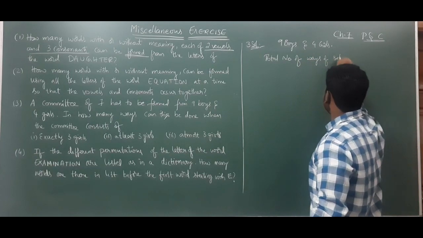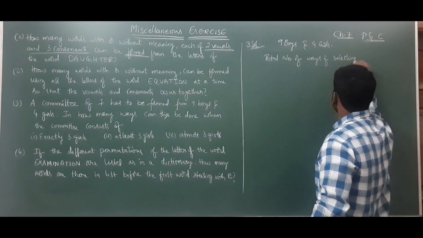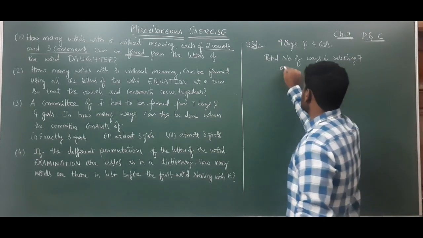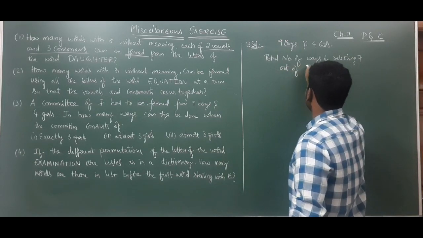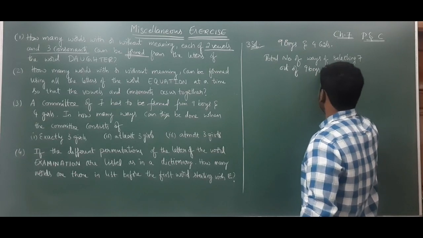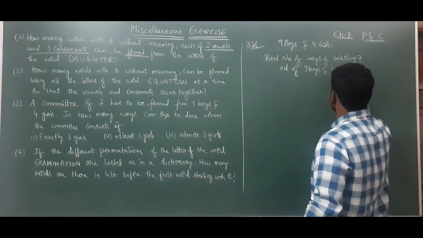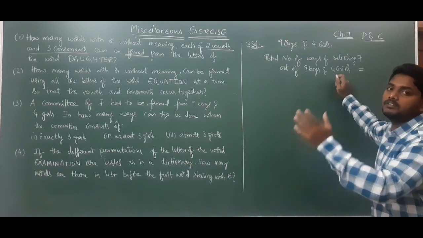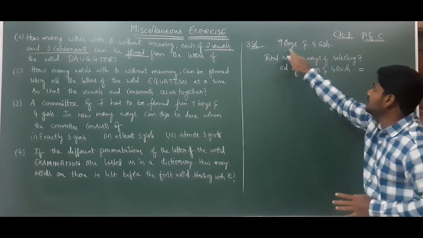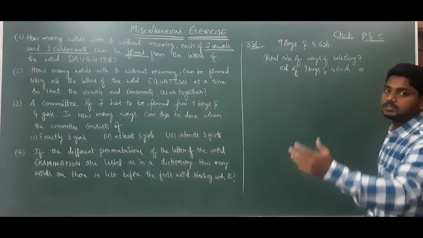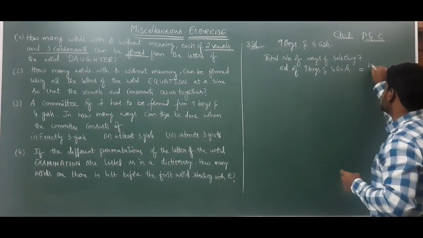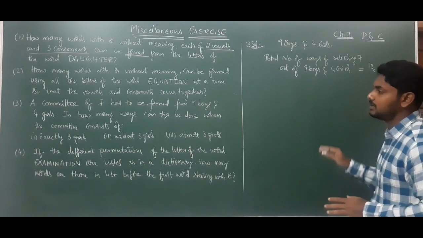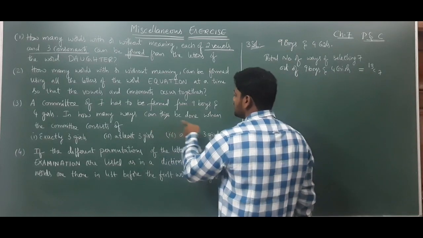of selecting 7 out of 9 boys and 4 girls. So the total number of ways of selecting 7 out of 9 boys and 4 girls: 9 plus 4, how much? 13. Out of 13 we need to select 7. So 13C7, right? Now, in how many ways can this be done?